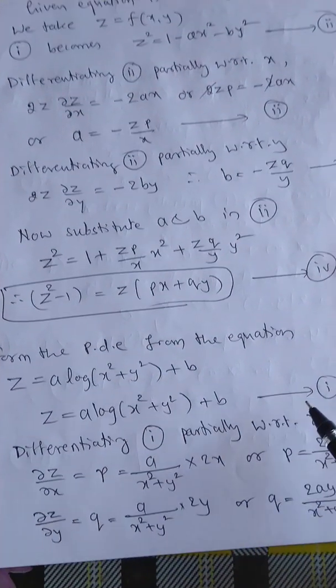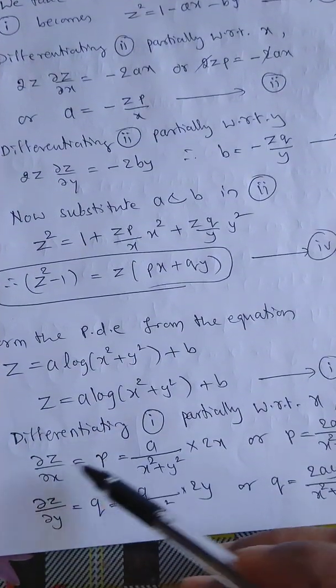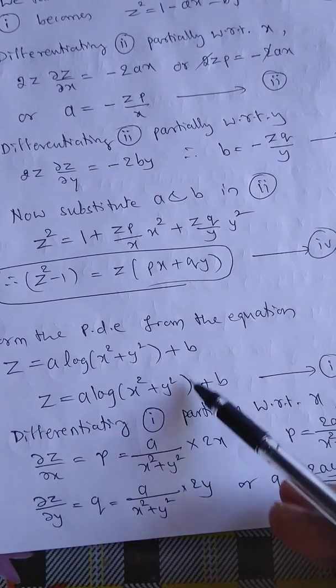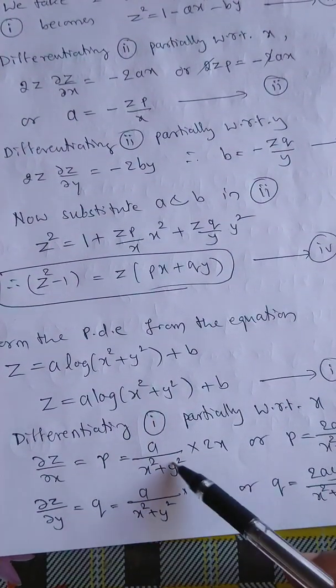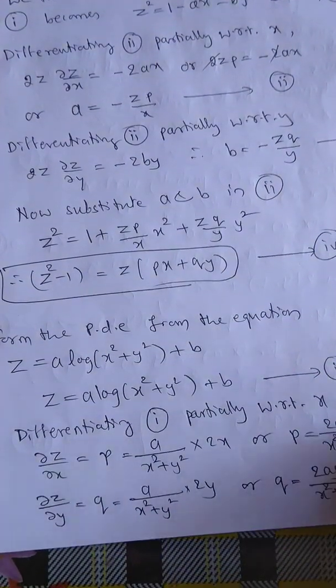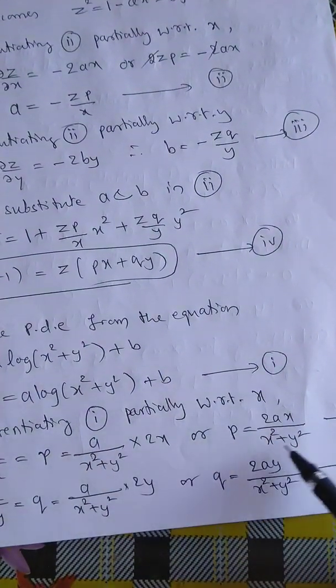So differentiating one partially with respect to x, we have dou z by dou x, which is denoted by p, equal to a into the derivative of log of this with respect to x, which is a by x square plus y square into the differentiation of x square plus y square, which is 2x, or p is equal to 2ax divided by x square plus y square.